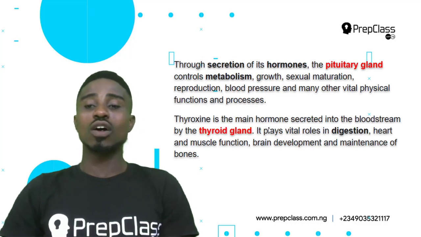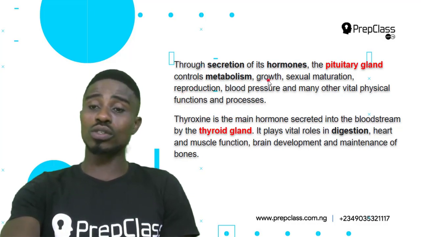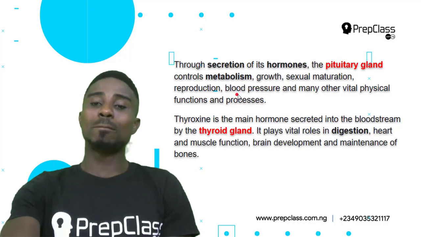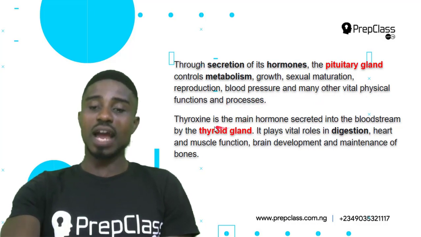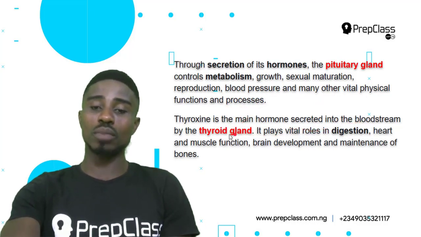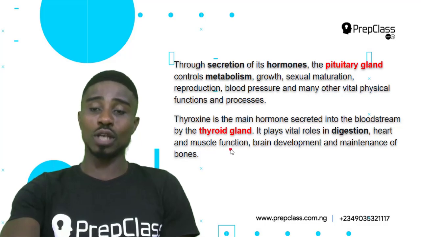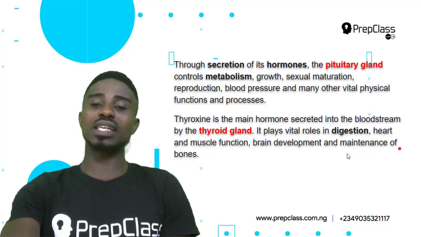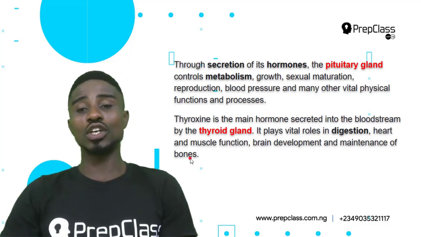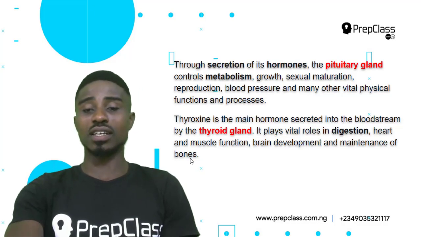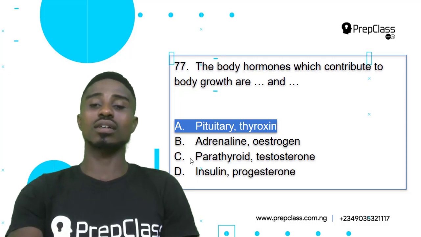Now, through secretion of hormones, the pituitary gland controls metabolism, growth, you can see it controls growth, sexual maturity, reproduction, blood pressure, and many other vital physical functions and processes. Thyroxine is the main hormone secreted into the bloodstream by the thyroid gland. It plays vital roles in digestion, heart and muscle function, brain development, and maintenance of bones. So the combination of both brings about body growth, and that will be our correct answer. Question 77, option A, pituitary, thyroxine is our correct answer.